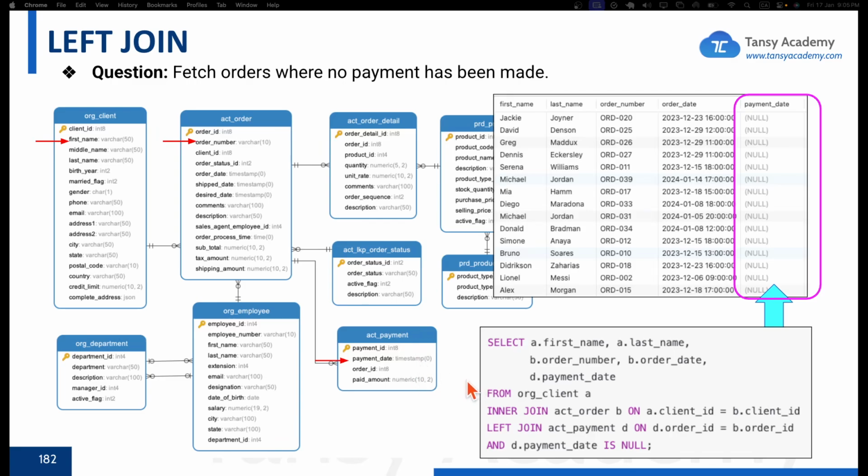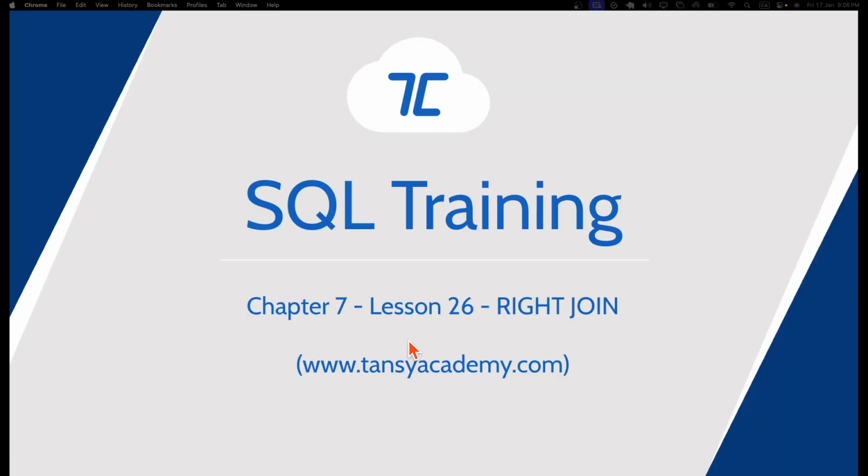People write subqueries and all. Please go for left joins. They are more efficient. I mean, left join is slower than inner join, but the combination of from, inner, left will be better than you writing subqueries. Okay. Yeah. What else? So this is the end.